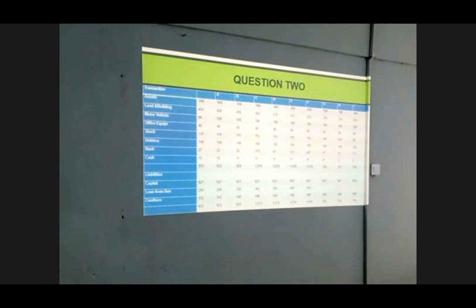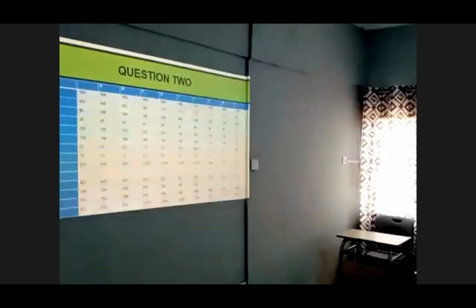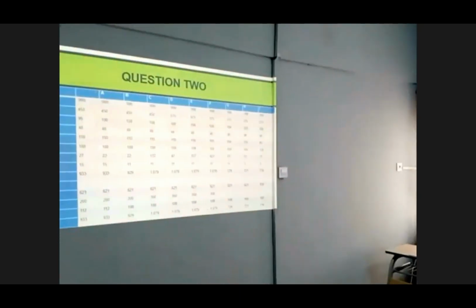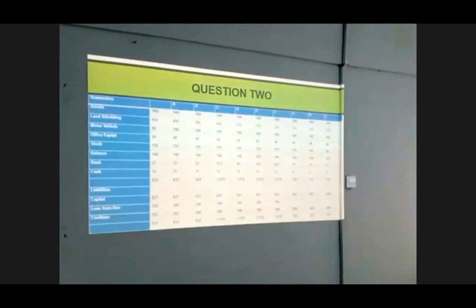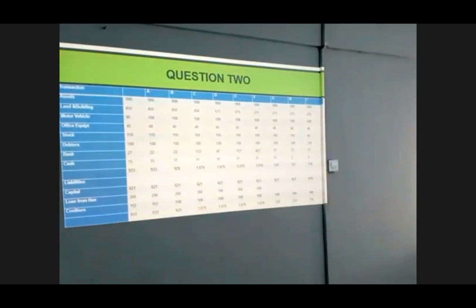Now, office equipment, look at the base. Any change here? What about stock? Any change? Debtors, any change? Bank, any change? What has changed? So what does it mean?